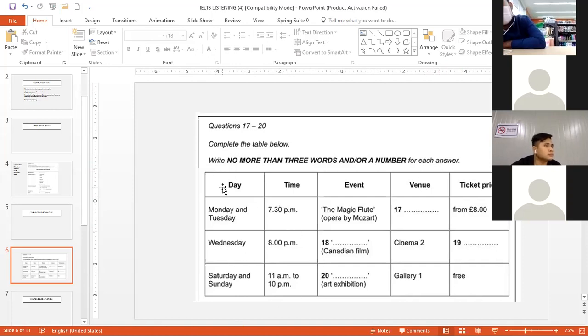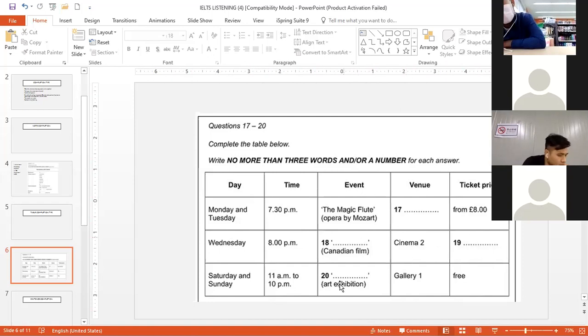So in a table, you will be given things that look like this, and there will be subheadings, and the subheadings will be the clues that you can use to get the answers. They will go this way, sideways like this, and then this. So you will need to listen for the missing words. For example, number 17 will be about the venue. Number 18 will be about the name of the event as well as the price. So it's about money.